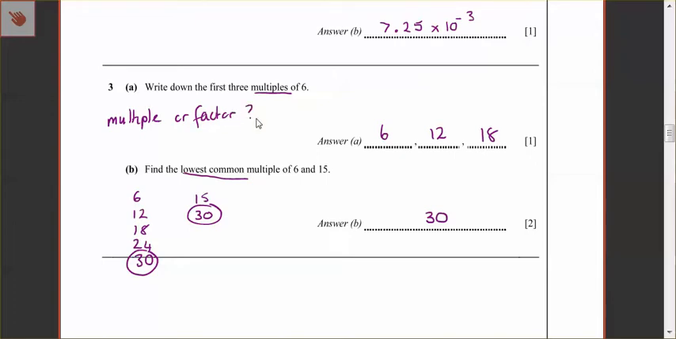What are the factors of 6? 1, 2, 3, and 6. They go in pairs normally. 1 times 6 makes 6. 2 times 3 makes 6.